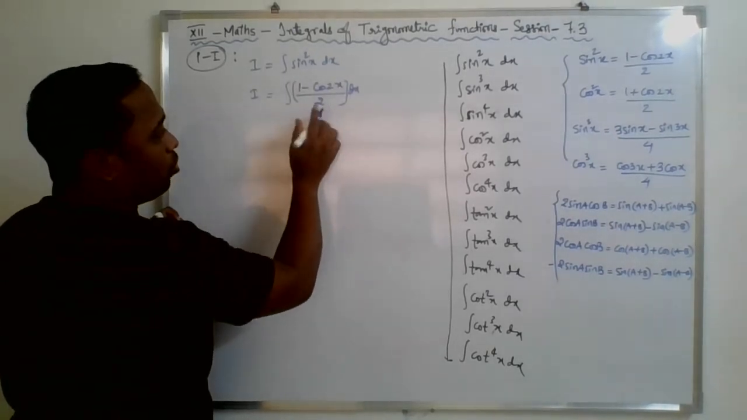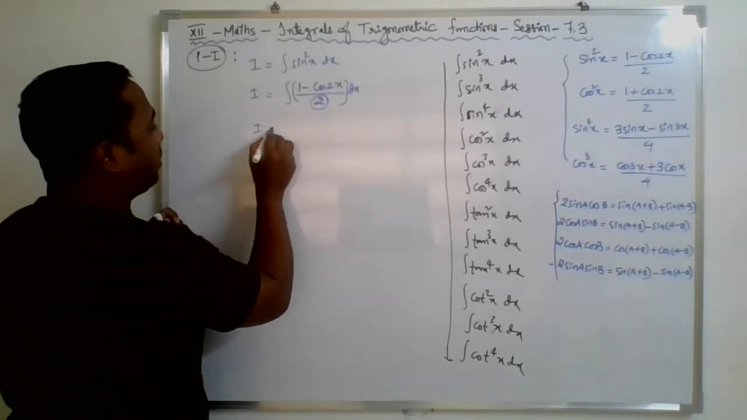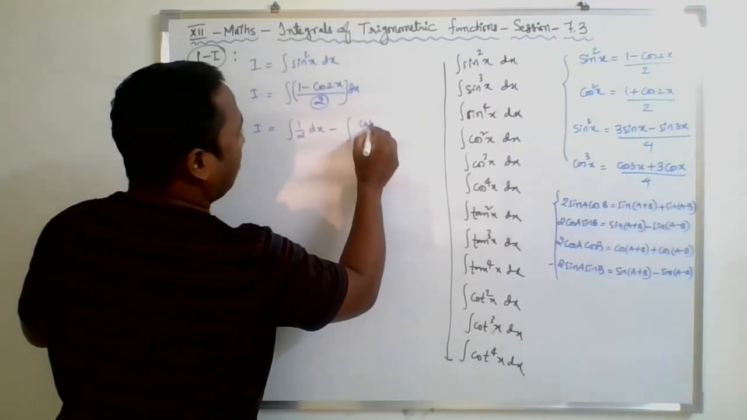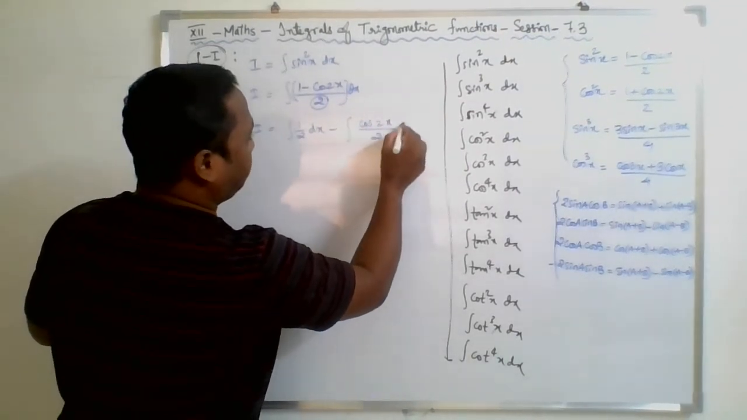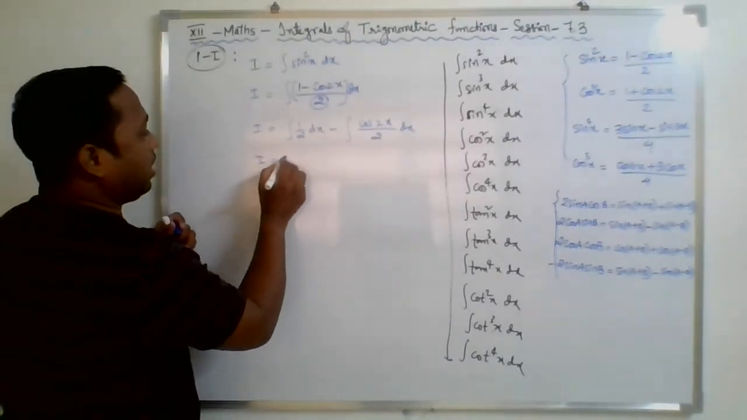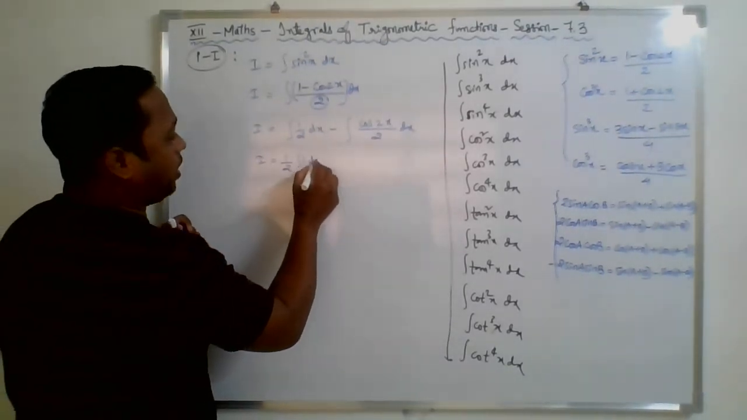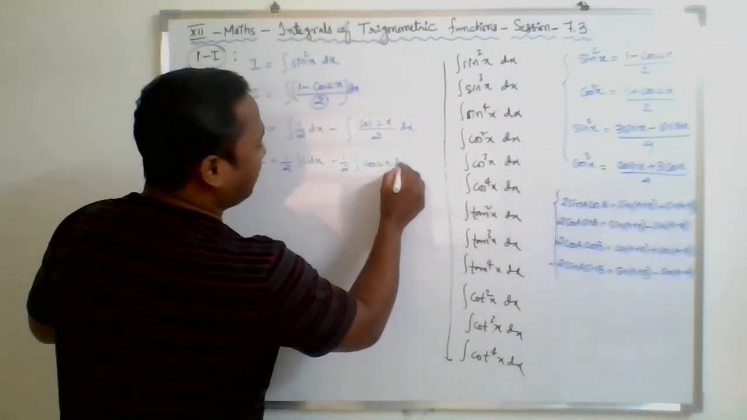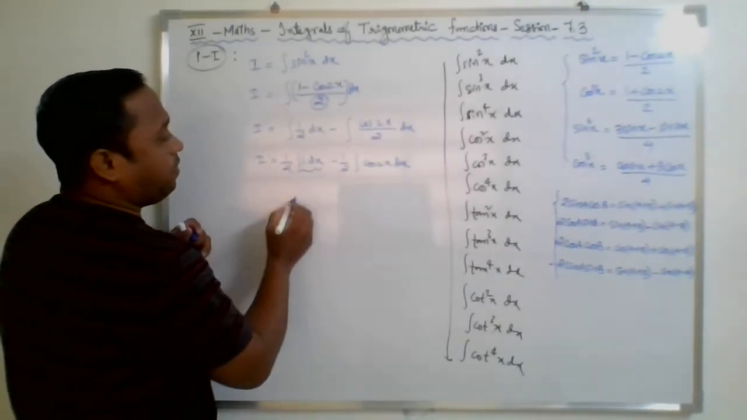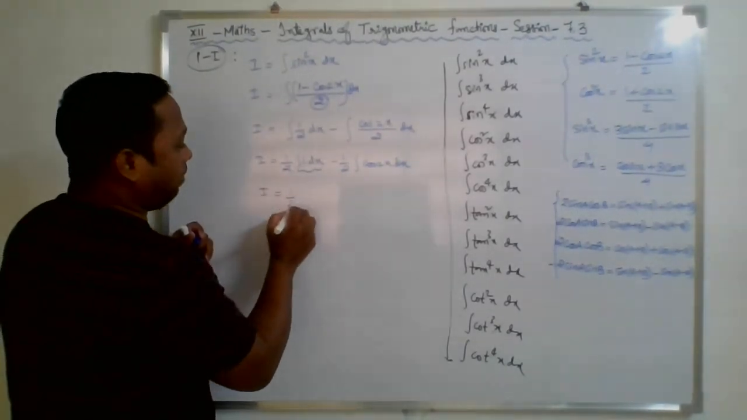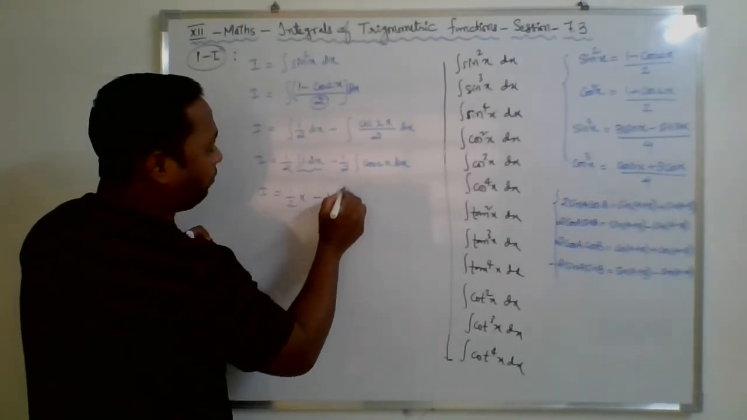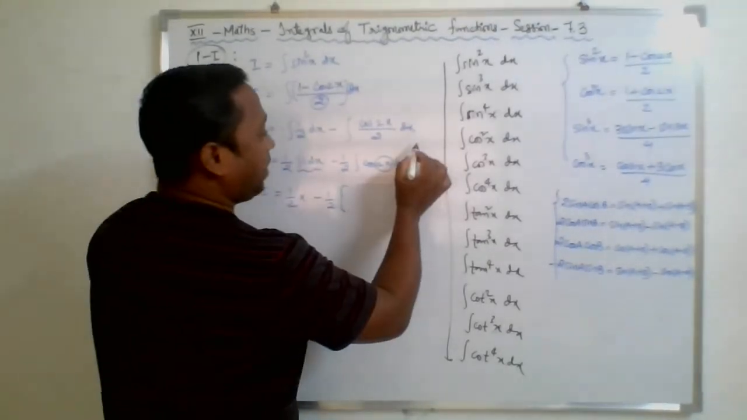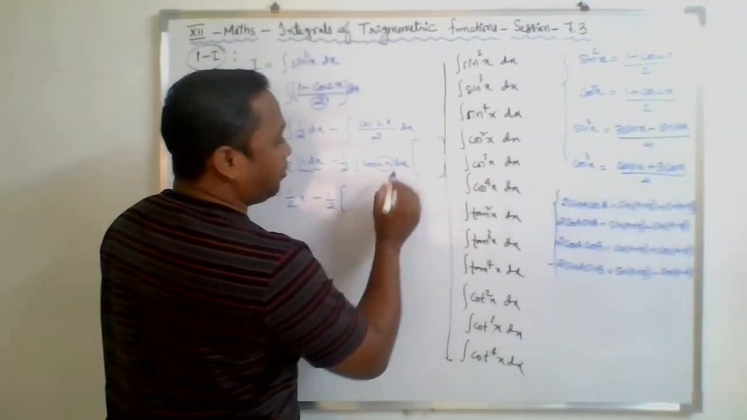Since the denominator is a monomial, I can separate the fraction and calculate the integral separately. Half is a constant, so I can take it out, and it becomes 1 minus cos 2x, dx. The integral of 1 is x, so I will have half x minus half of the integral of cos 2x dx. Again, you need a substitution technique: 2x is equal to t.